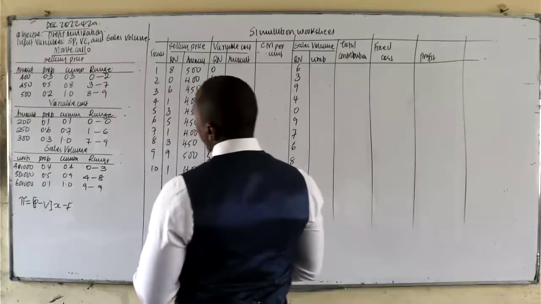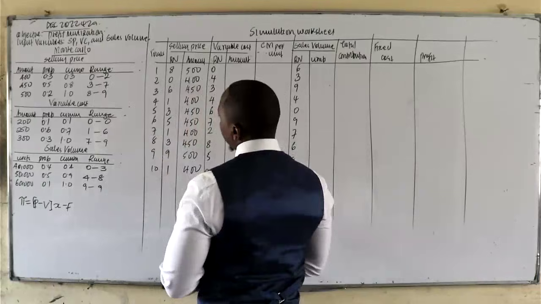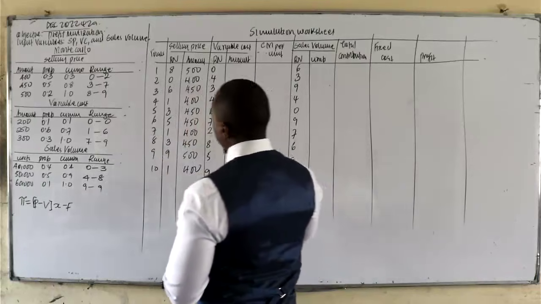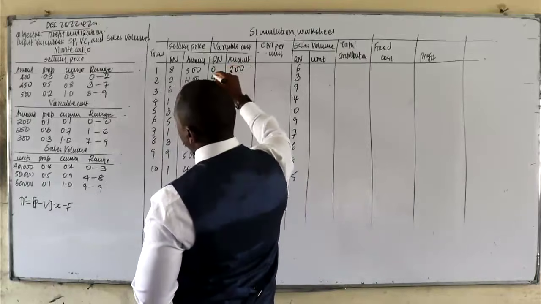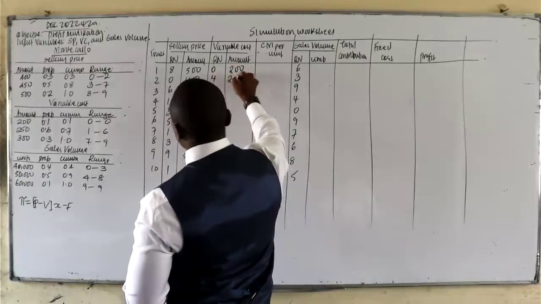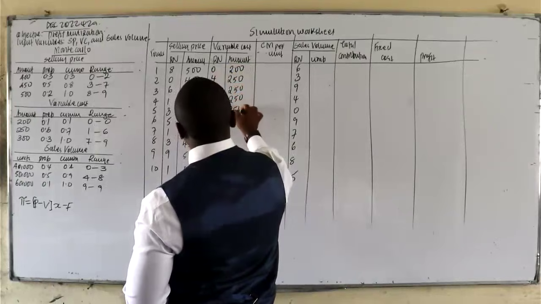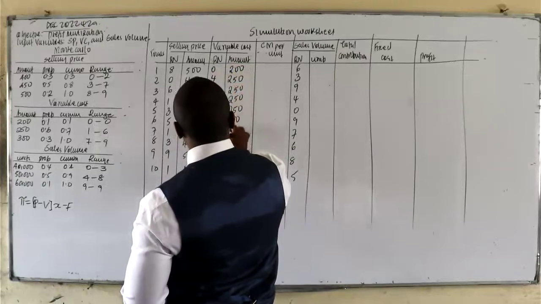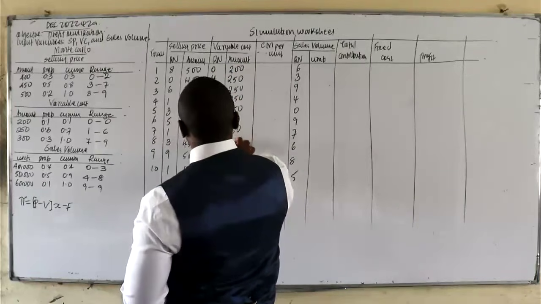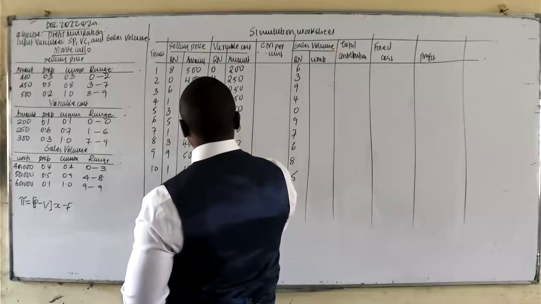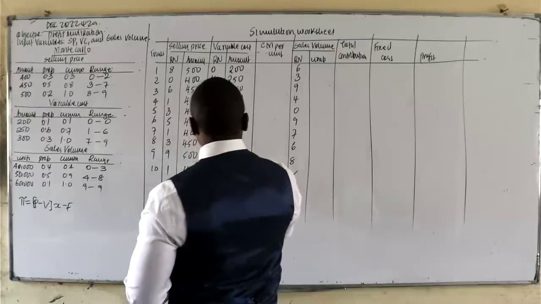Then for the variable cost, we use the Monte Carlo for the variable cost. 0 is 200. 4 we have is 250. 3 is 250. 250, 250, 300, 250, 300, 250, 300.